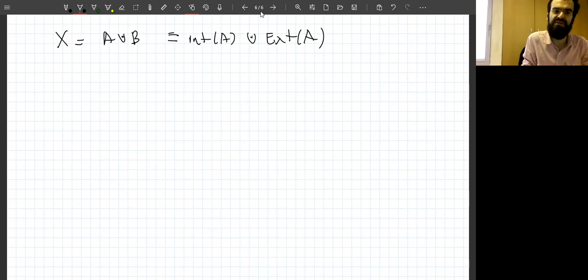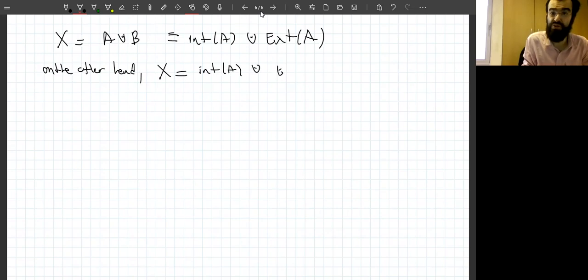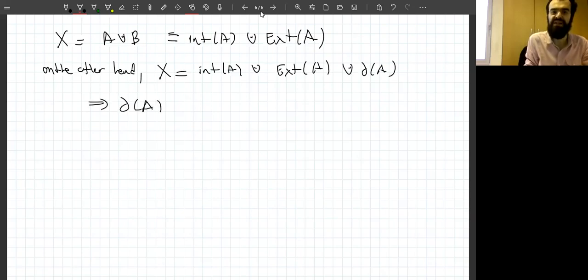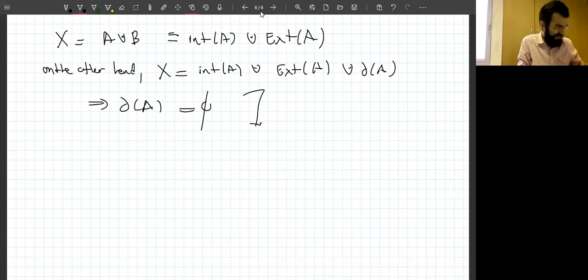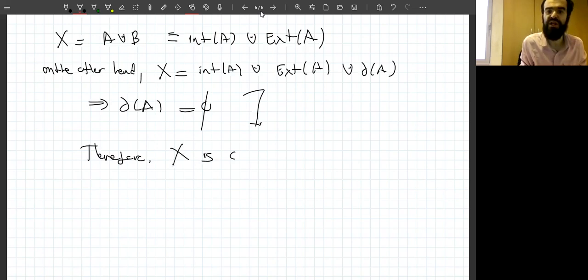But on the other hand, X can be written like this. They are disjoint. This implies the boundary of A is empty. This is the desired contradiction. Therefore, under that circumstance, X is connected.